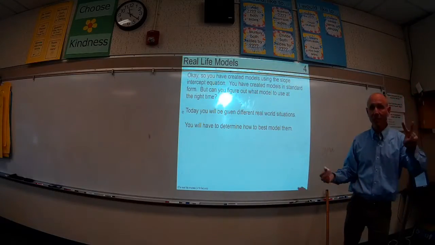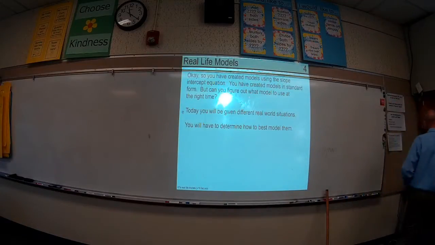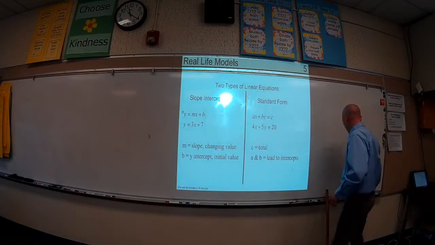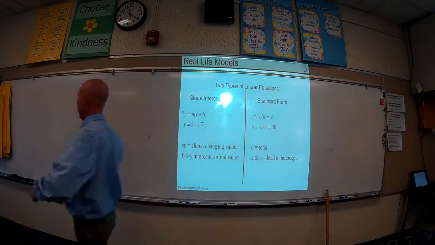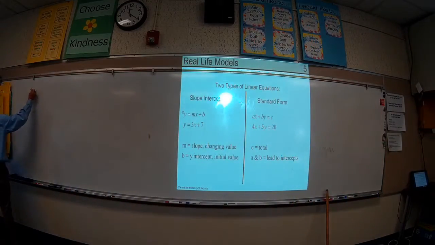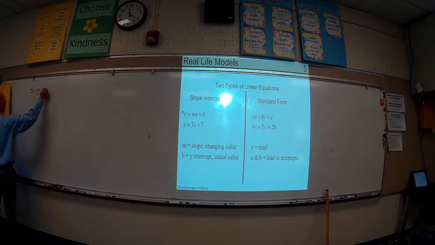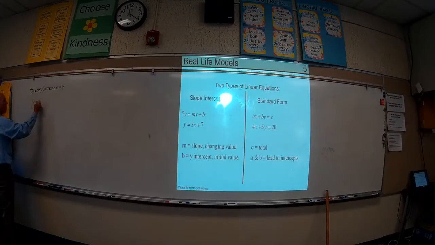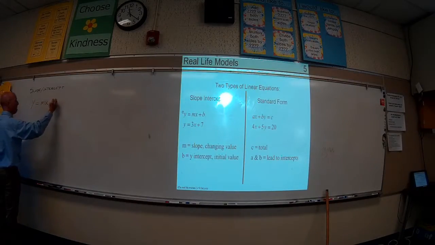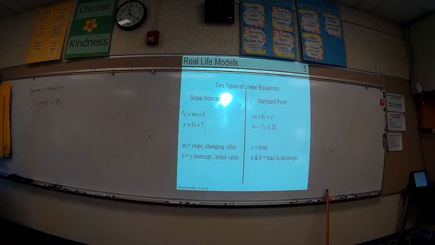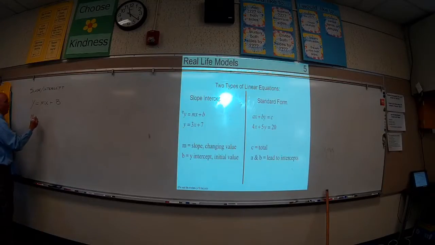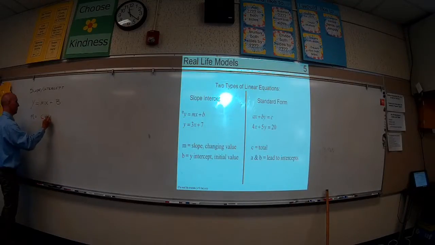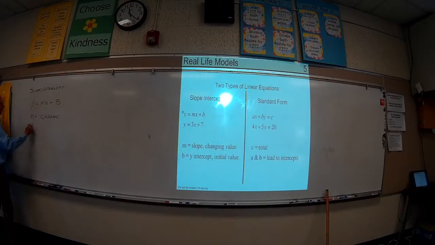This is taking the last two lessons and putting them together into one lesson. Here are our two equations. We have slope-intercept. So in our notes, we're going to use slope-intercept. Slope. Intercept. Y equals mx plus b. M is the slope, or how it's changing. Changing value. And b is the start.